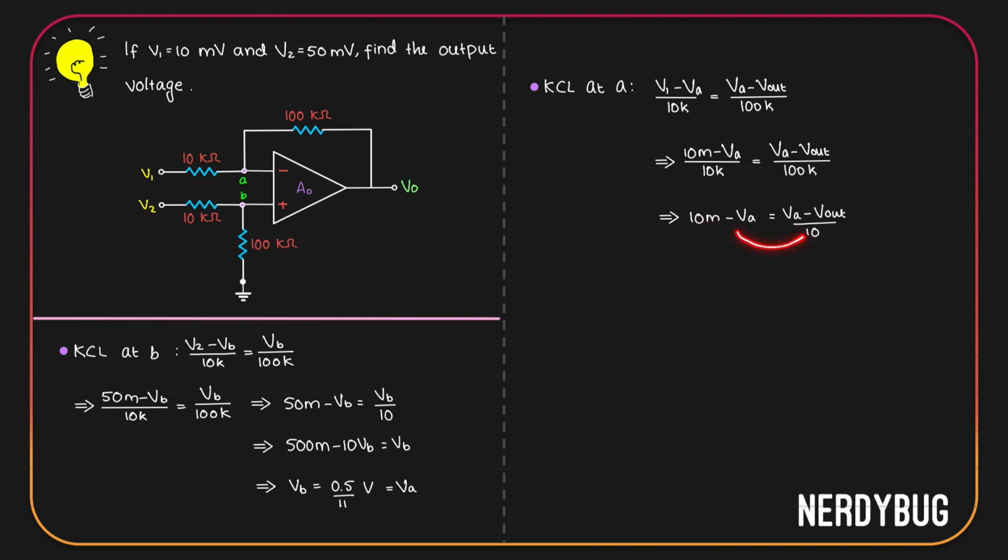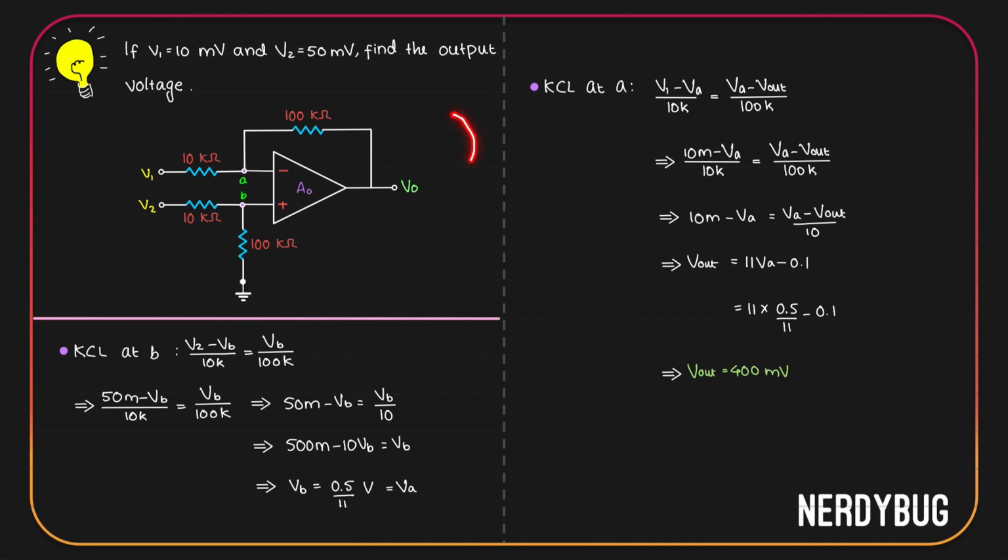We can take this 10 to the other side of the equation. Finally, we get an expression for V out, and it is 11 VA minus 0.1. But VA is this much. That gives us the output, and it is 400 millivolt. Now forget all of this.